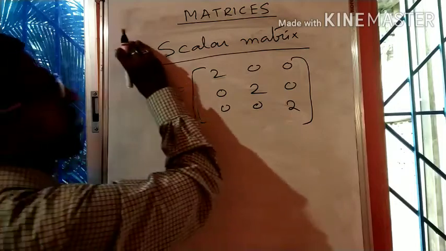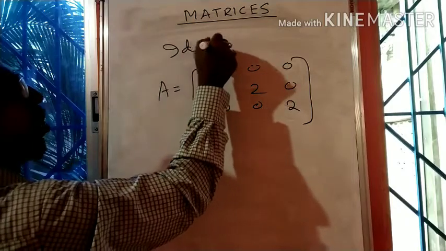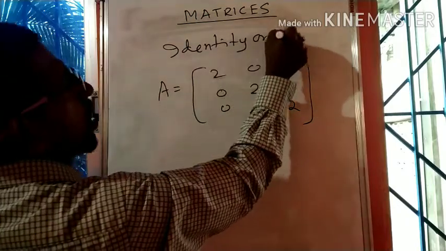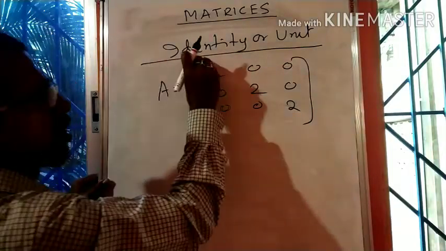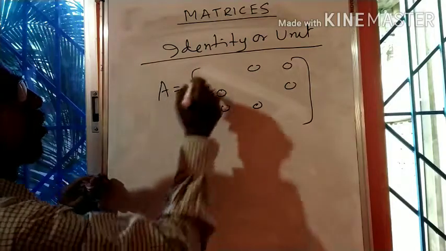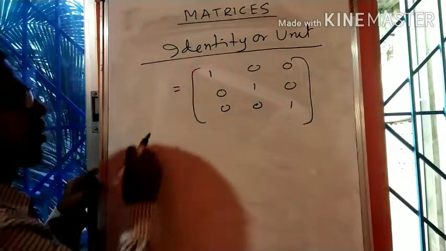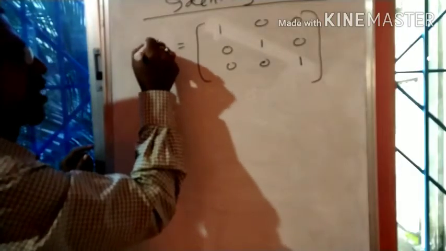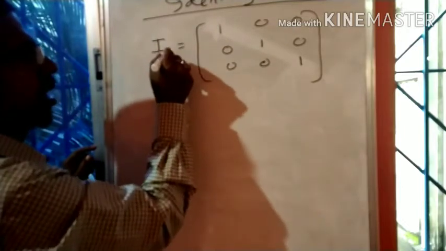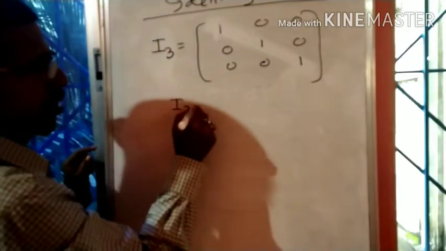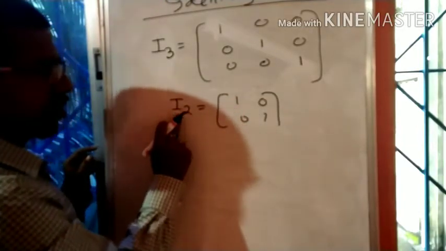Then will be identity or unit matrix. What is it? It is a diagonal matrix whose diagonal elements are all 1, unity: 1 1 1. So this is a diagonal matrix, an identity matrix, which is denoted by I. The order of the identity matrix is 3, so we can write I3. Similarly, I2 will be 1 0 0 1. This is the identity matrix of order 2.